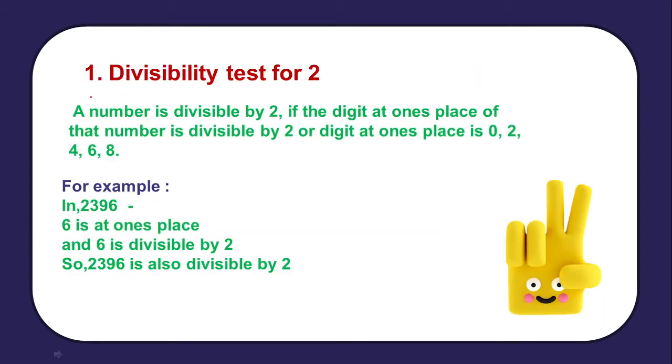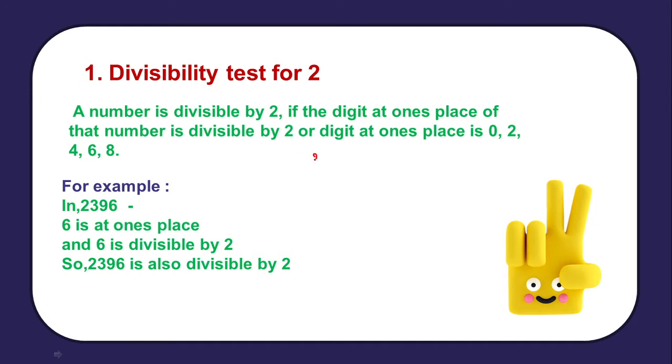The first one is the divisibility test for 2. Now, a number is divisible by 2 if the digit at one's place of that number is divisible by 2, or simply we can say that the digit at one's place is 0, 2, 4, 6, 8. See children, simply I will explain to you, whether you might be having any big number, it may be 4 digit, 5 digit, 6 digit, you can take it up to 10 digit also. You have to just check the last number.